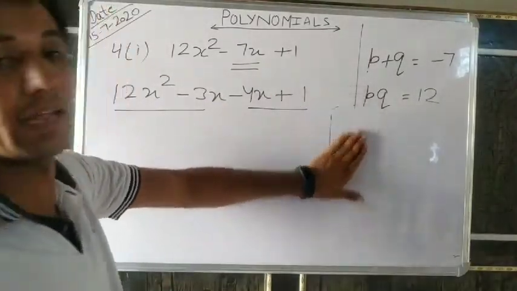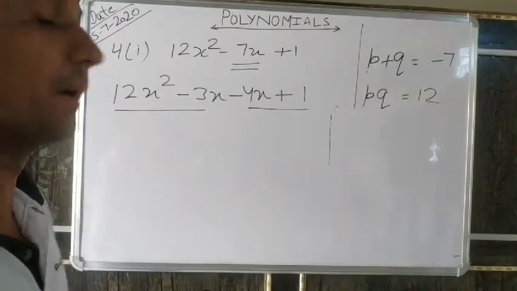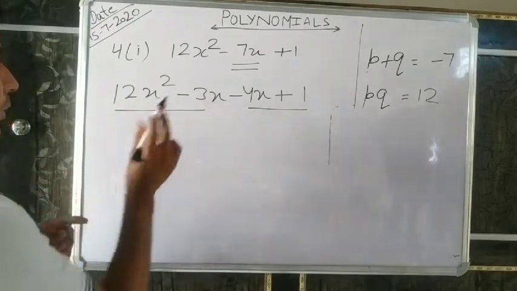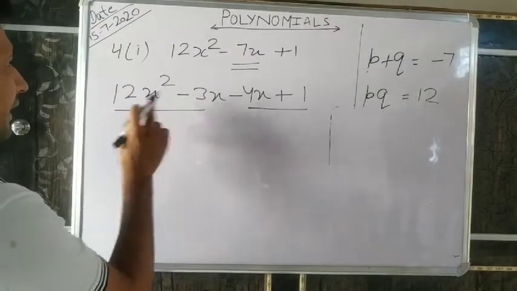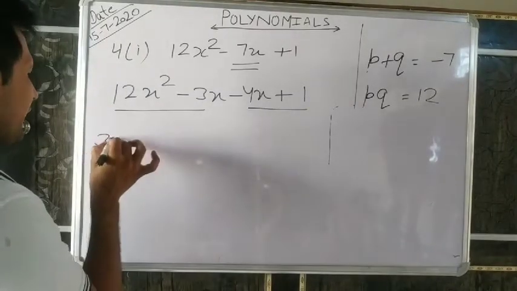And we will take some common because we want to factorize. Factorize means multiply. That means what is the common? 12x square and 3x. So what is x? X. And 3 and 12, 3 into 4. So 3x is common.